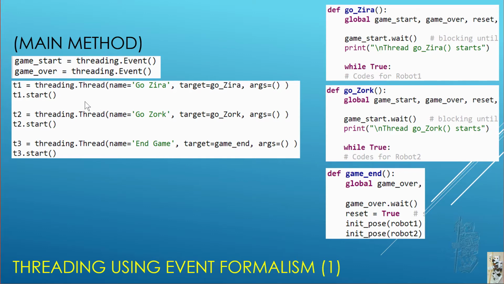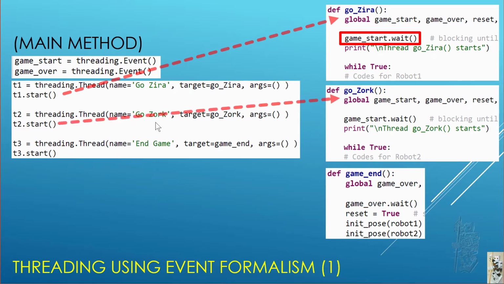So when T1 starts, it starts the method, and then it stops pretty quickly with a wait for the game start event. So it's blocking the rest of the code very quickly. Same thing for go zork: it starts, and gets blocked. Game end starts, and it gets blocked.